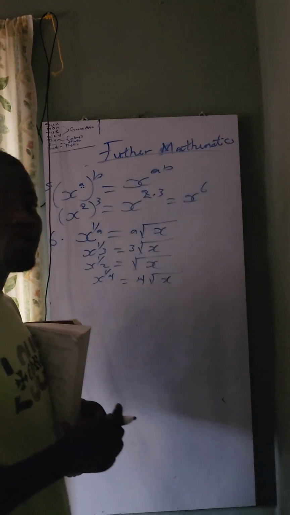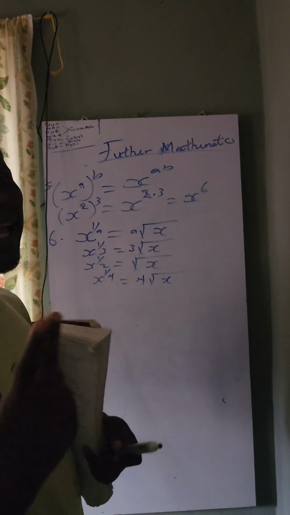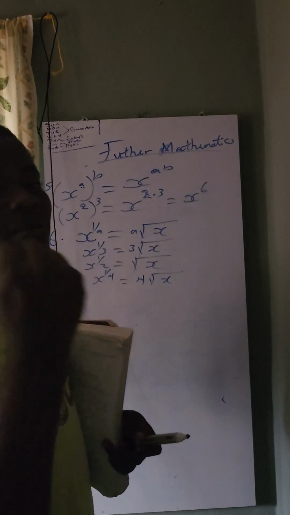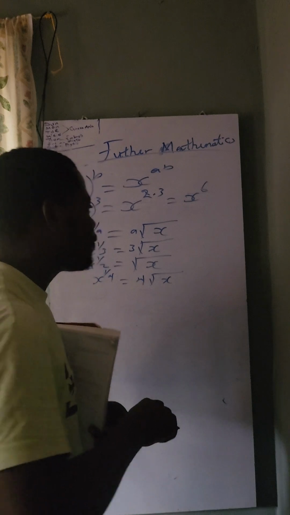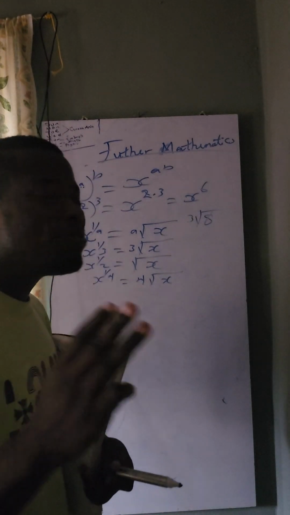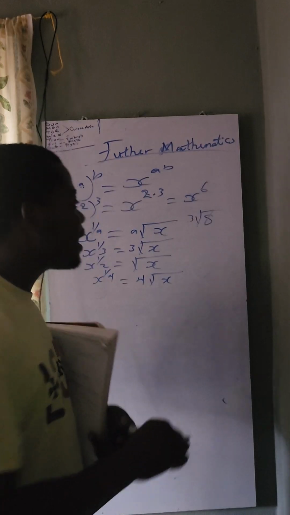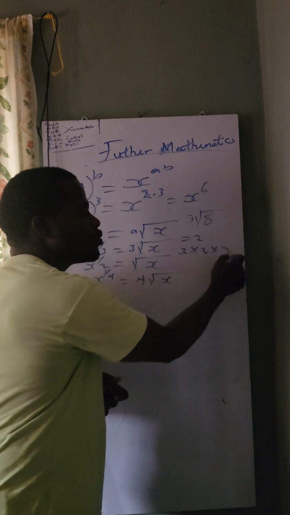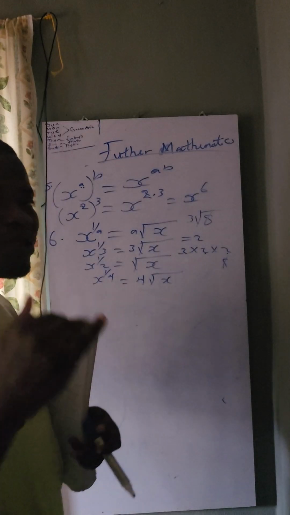4th root means what? The number of times you multiply x. 3rd root, the cube root, means the number of times you multiply x. For example, I'm having the cube root of 8. Here it means what am I going to multiply 3 times that will give me 8? That's 2. 2 times 2 times 2. 2 times 2, 4. 4 times 2, 8. That's what that means.